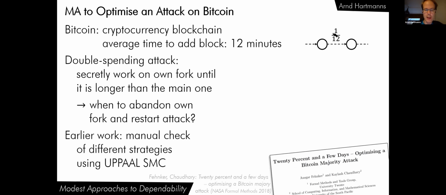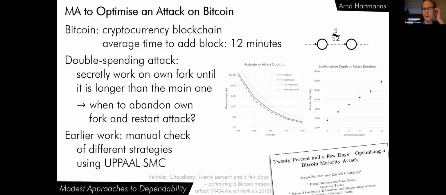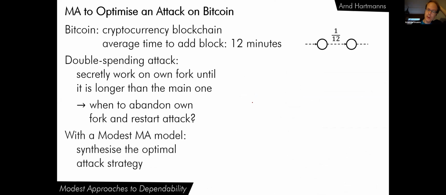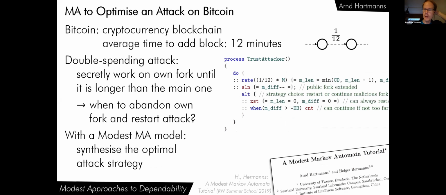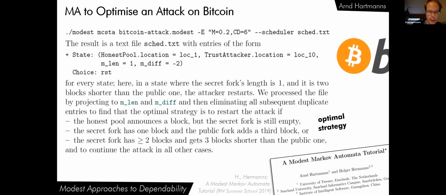Earlier work did a manual analysis of different strategies and found an optimized one that told you, well, if you actually control 20% of the global hash rate of Bitcoin, which was the case for certain pools at that time, then you just need a few days and then you can do double spending. We built a Markov automaton model, and then we could really synthesize the true optimal strategy on that. And so we built a modest model like this, and we got a result like this saying, well, the optimal strategy is, and then we have a certain amount of conditions.